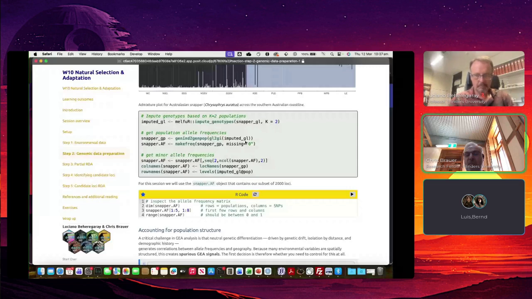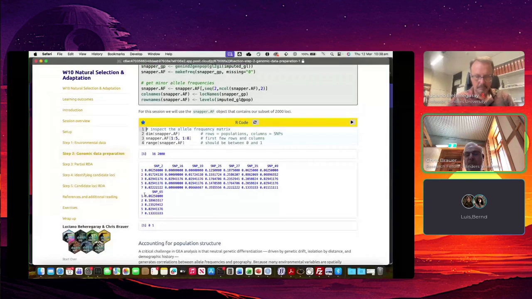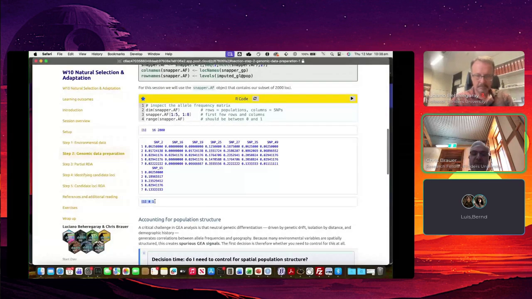But this has already been done for today, and if we look at our little frequency matrix here, down the left-hand side, each row is a sample and a sampling site, and then for each SNP you have a minor allele frequency. And that's just the range. That's a test to make sure that your allele frequencies are actually bounded between 0 and 1, and you haven't done something weird with your data preparation. It's always nice to have little safety checks like that to make sure your data makes sense.